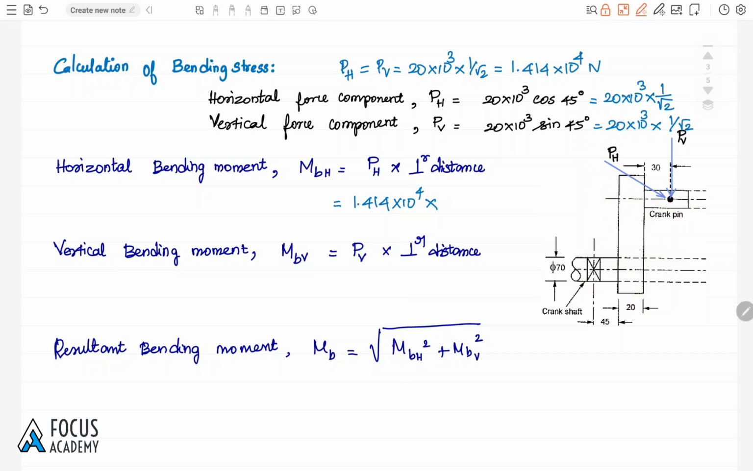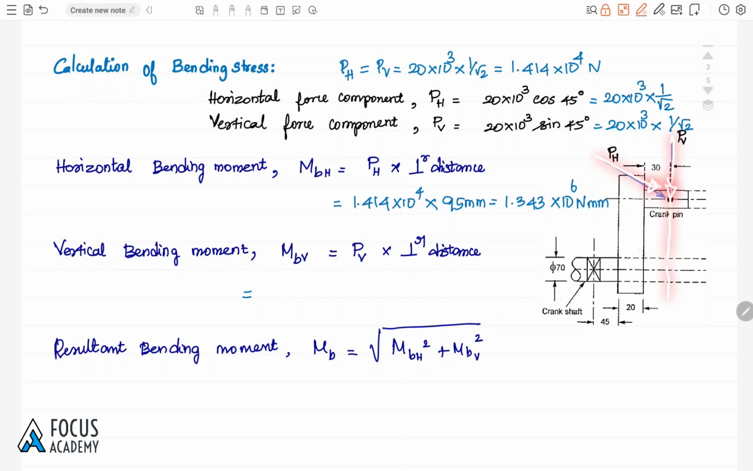That's it. We can substitute here into 95 mm. So then the value will be 1.343 into 10 power 6 Newton millimeter. So force in Newton and distance in millimeter. So the value will be 1.343 into 10 power 6 Newton millimeter. And similarly the vertical bending moment. So we have calculated the moment for horizontal loading. Now we are going to calculate for vertical loading.